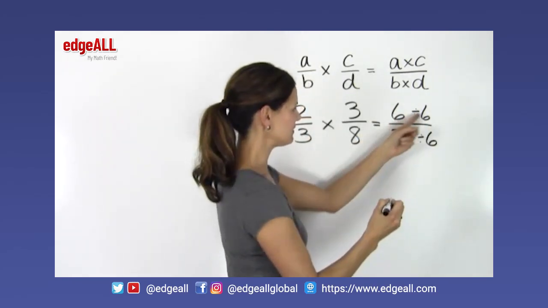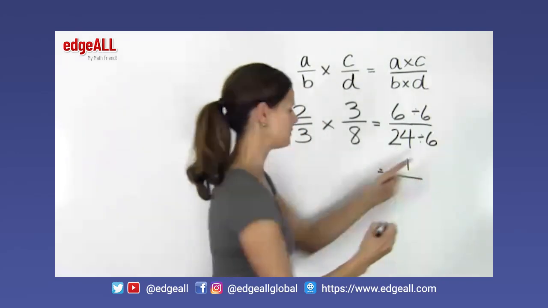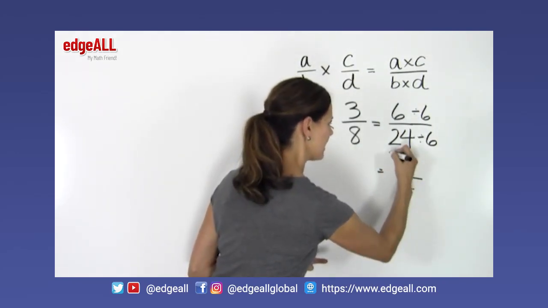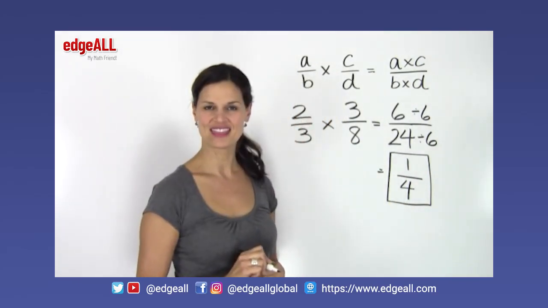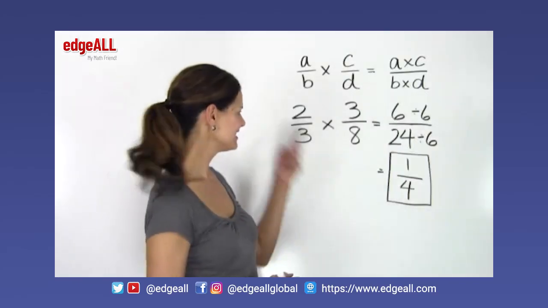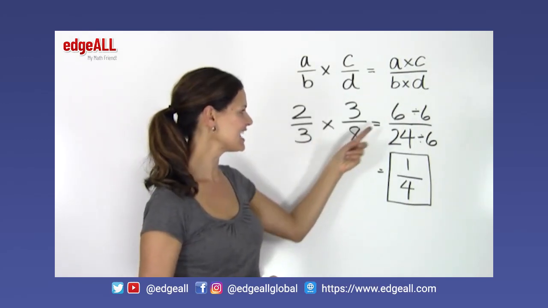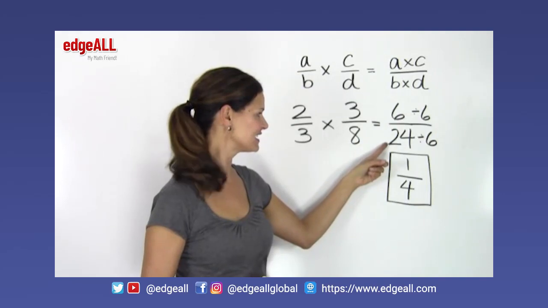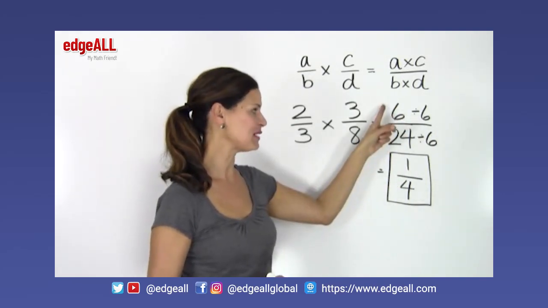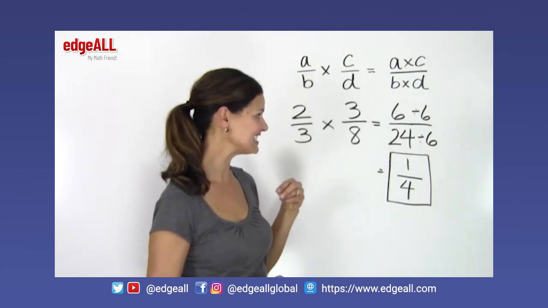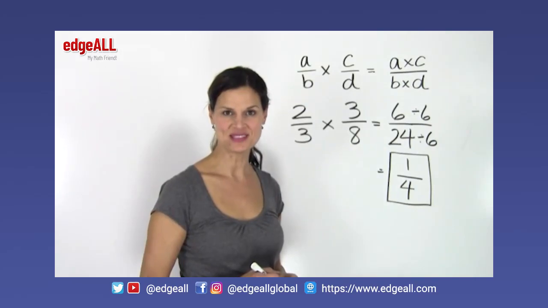So 6 divided by 6 is 1. 24 divided by 6 is 4. And my answer in simplest form is 1/4. So in our problem, 2/3 times 3/8 equals 6/24, which I reduced down to 1/4 by dividing both top and bottom by 6. This is called simplifying or reducing fractions.